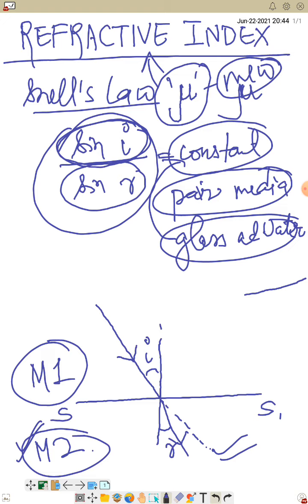And mathematically, how are you going to find it? By finding the ratio of the sine of angle of incidence to the sine of angle of refraction.